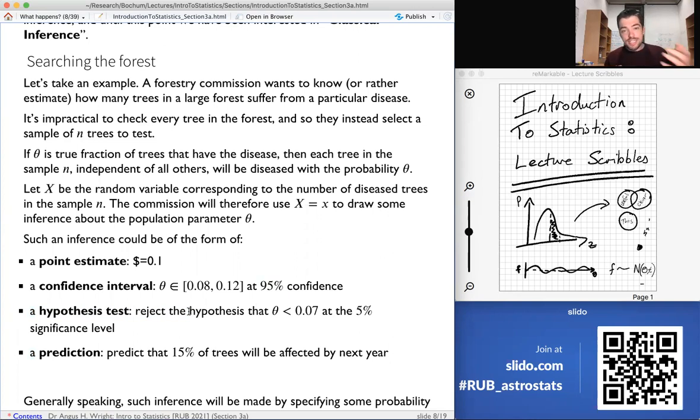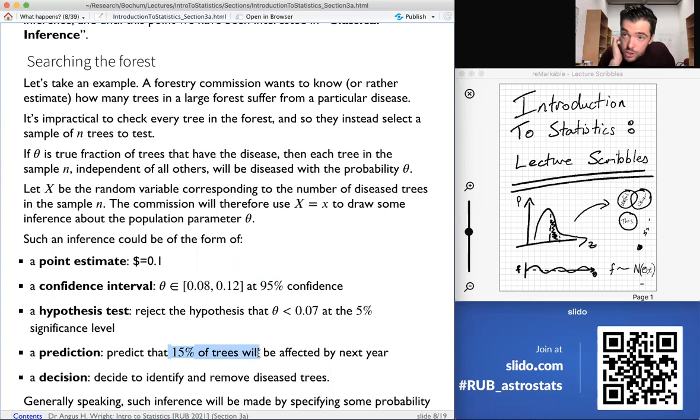You could use the data to derive a prediction. You could derive a prediction that says that given the number of trees in my sample that have the disease and what I know about how the disease spreads, I predict that a total of 15% of the trees will be infected by this disease in the next year, for example. Again, something that the Forestry Commission might be more interested in rather than knowing just the true fraction of diseased trees right now.